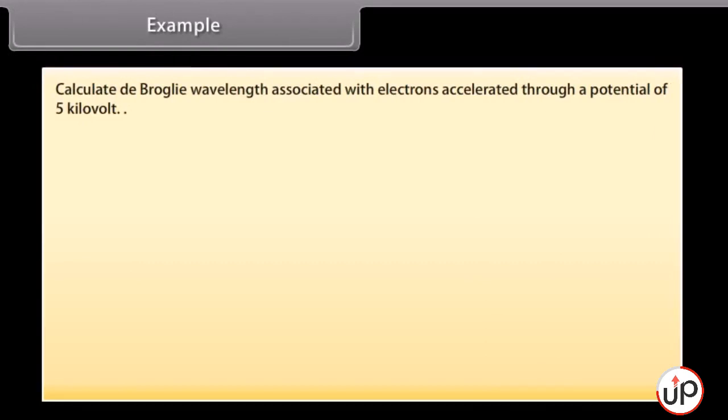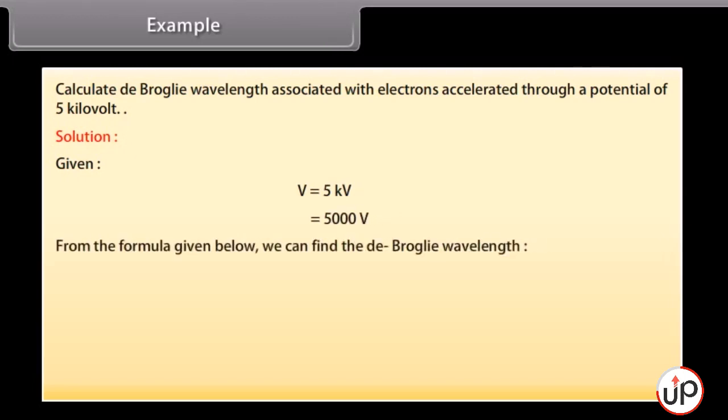Example. Calculate the de Broglie wavelength associated with electrons accelerated through a potential of 5 kilovolt. Solution. Given V equals 5 kilovolt, which equals 5000 volt. From the formula given below, we can find the de Broglie wavelength. Lambda equals 12.27 by square root of V angstrom. Lambda equals 12.27 by square root of 5000 angstrom, which equals 0.173 angstrom.